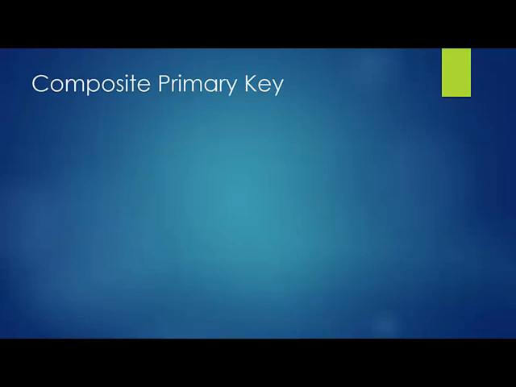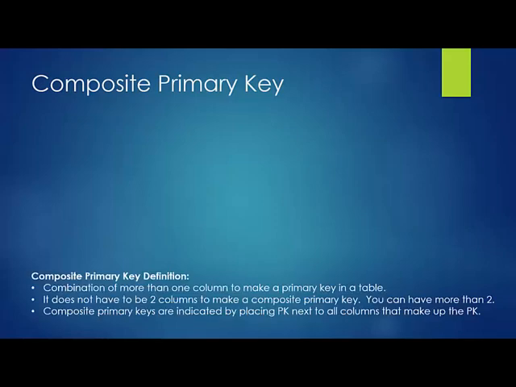Sometimes it's not possible to achieve row uniqueness by a single column or attribute. When more than one column is used to make up a primary key in a table, this is known as a composite primary key. When a composite primary key is needed, all attribute names that make up the composite primary key are indicated with PK.